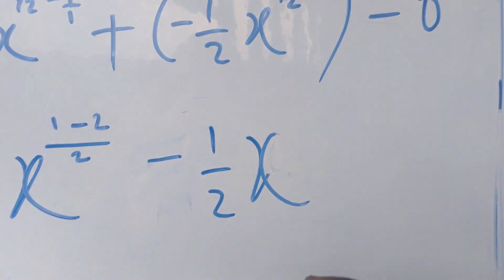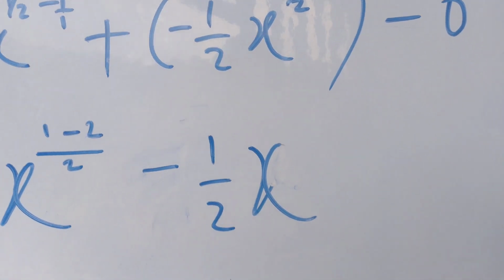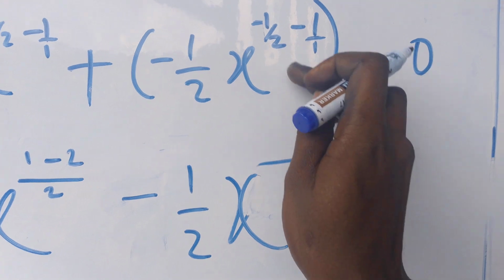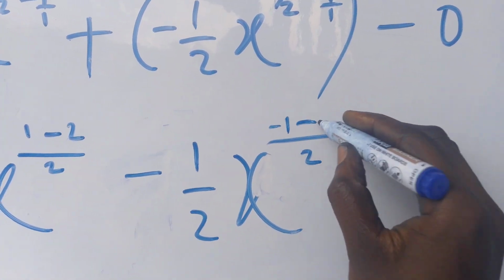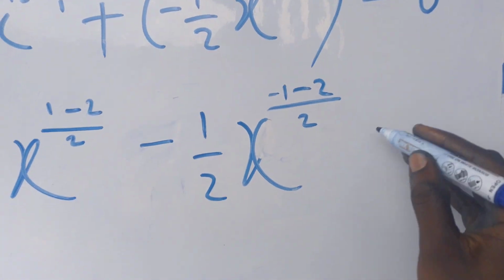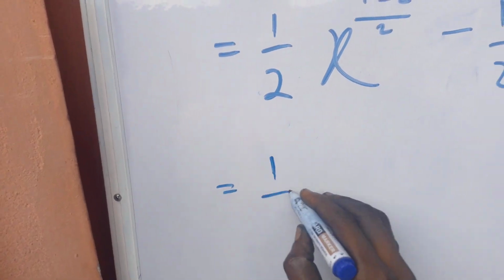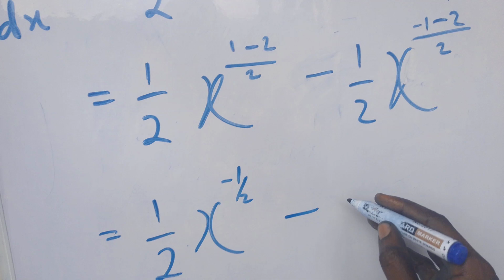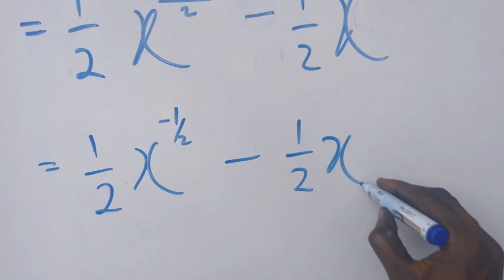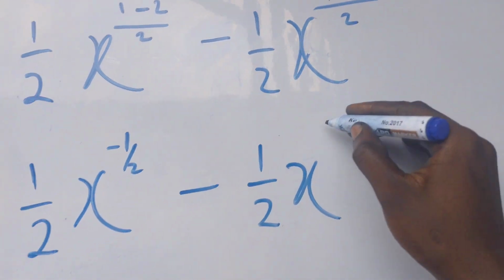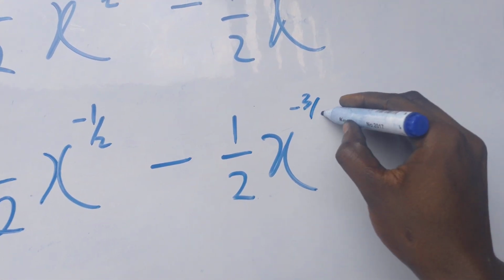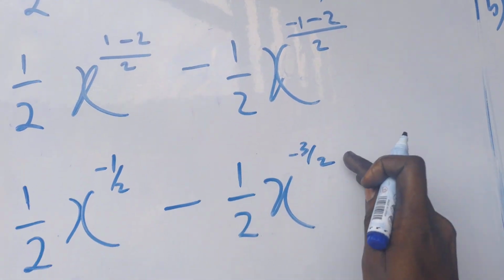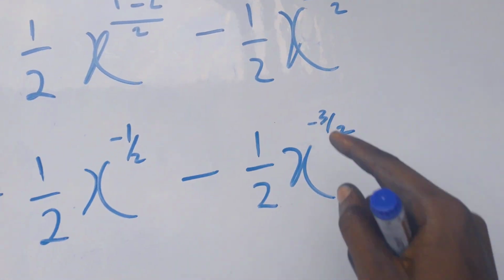we'll do the same thing there. You have 2 as the denominator, this is 1 here, take 2 divided by 2 is 1 times minus 1 is minus 1, 2 divided by 1 is 2, 2 times minus 1 is minus 2. So I'll be having 1 over 2 x raised to power 1 minus 2, which gives me minus 1, minus 1 over 2 x raised to power minus 1 minus 2, sorry, is minus 3 over 2. So I bring the denominator down, so minus 1 minus 2 gave me minus 3.